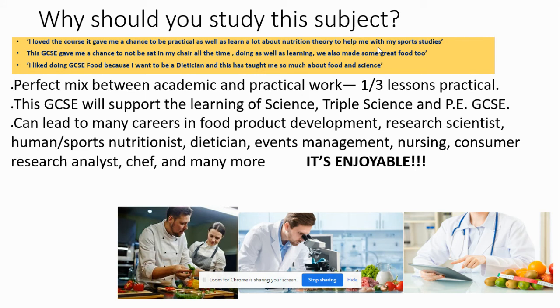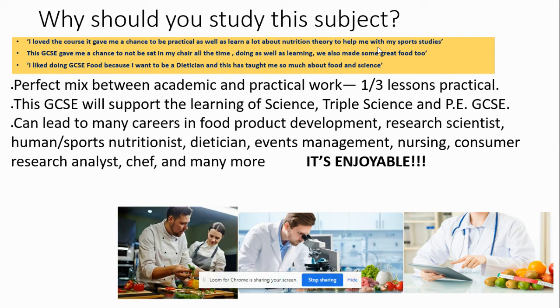And so in summary, why is this suitable for you? Well, think, do you like practical work? Have you enjoyed your food lessons so far? Is this something that you would consider or you would like to continue doing? It is the perfect mix between academic and practical work.